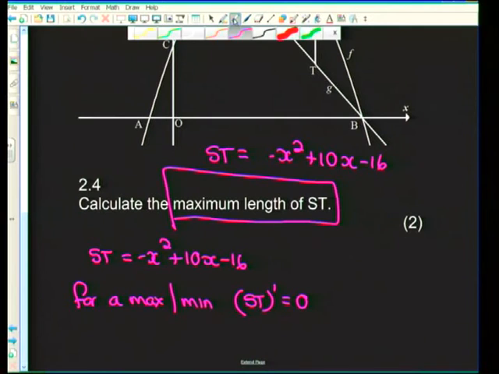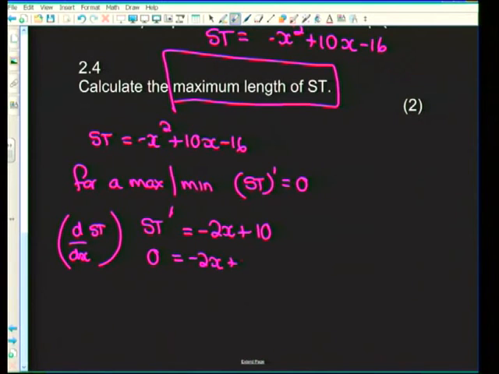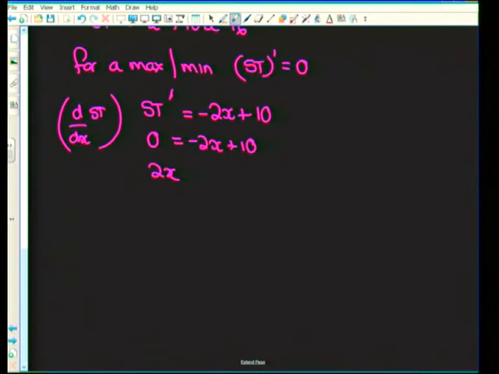So if I take the derivative of ST, I like this notation. It really doesn't matter. You could use dST dx, or you could, I think that would be your safest, to use this one or this one. I personally like this one. So if we take the derivative, we take the 2 in front, so we get minus 2x plus 10. So remember, constant, the derivative is 0. Now, for the min or max, we're going to put that equal to 0, and we have to solve for x. So 2x is equal to 10, and x is equal to 5.